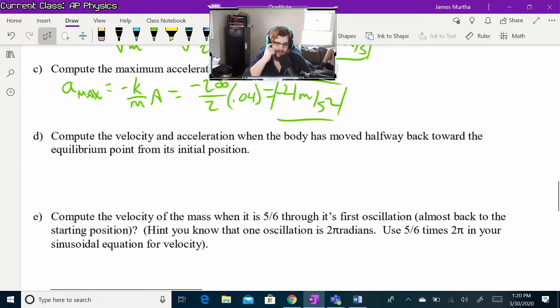Yes, as well as it's the maximum distance traveled from our equilibrium point. Next, we're asked to compute the velocity and the acceleration when we're halfway back towards equilibrium from our initial position, which means we're going to be at a distance of half of our amplitude. So x is going to equal A divided by 2, which is 0.04 divided by 2, which equals, you guessed it, 0.02. That's our distance at this current time.